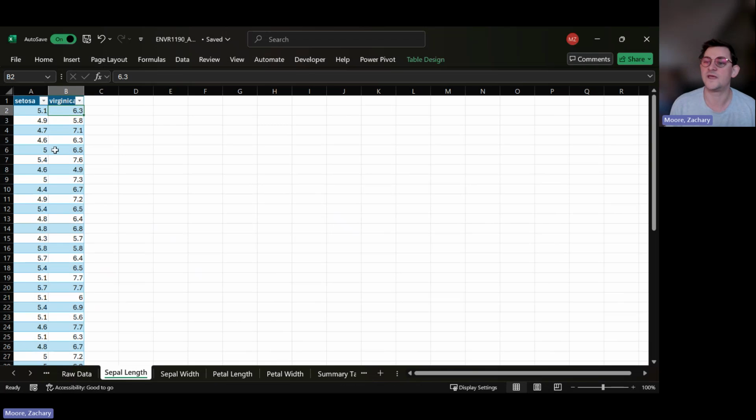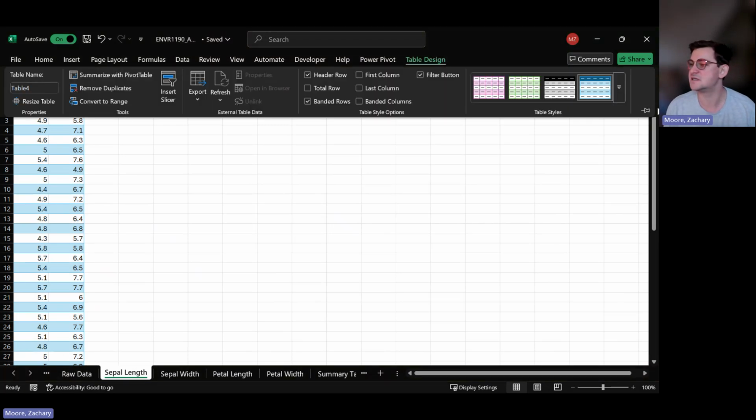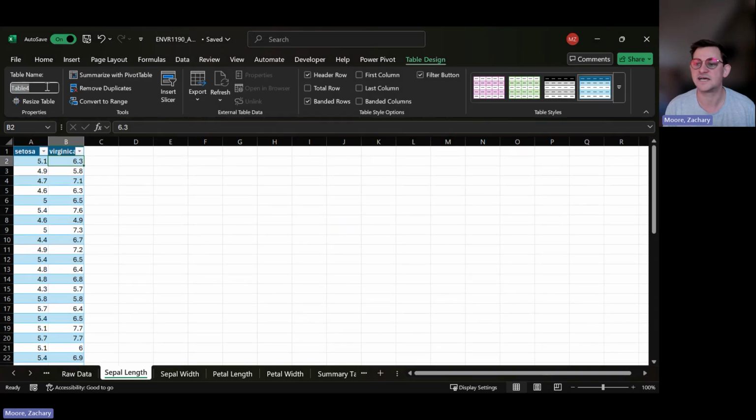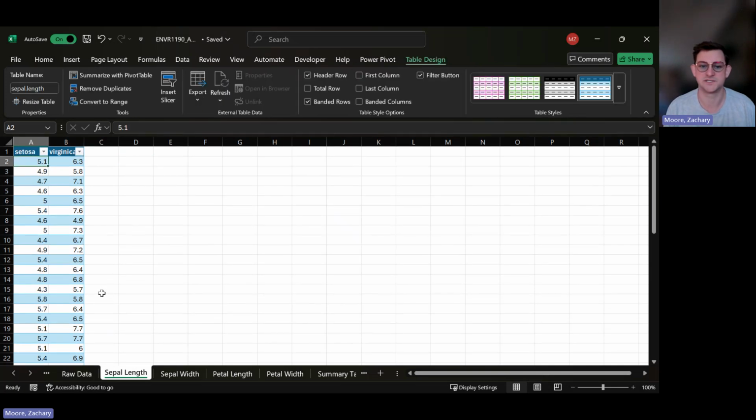Now, we have this table, and under Table Design here, you can see that it has a name. This is Table 4, but I want to call it sepal.length. And that's so that when we're referencing things later, we can tell that it's referencing from this table. So, the first thing that we're going to do is test our assumptions of normality.